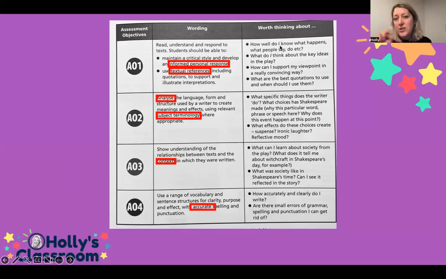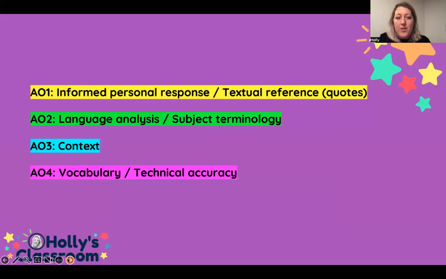And what I've done here is I've just highlighted the key vocabulary for each assessment objective and picked it out for you there. So AO1 is your personal response to the play. So how much you understand of what's going on in the story and your opinions on those things. And of course, textual references as well, which are quotes, but it's also being able to reference different things that happen. AO2 is how well you can analyze language, and use subject terminology, so picking out metaphors or talking about the use of an ellipsis and things like that.